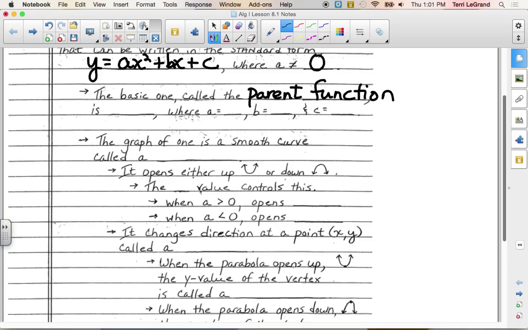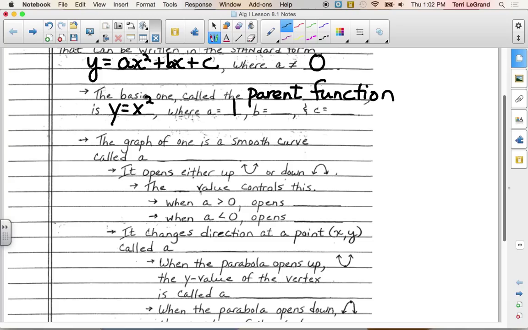So now, that's like a little giveaway. What do you think is the parent function then for the quadratic family? Y equals x squared. The most basic one, y equals x squared. Or remember, if a was equal to 0, we wouldn't have it. But what is a equal to for this one? 1.